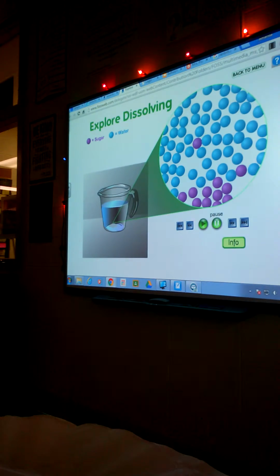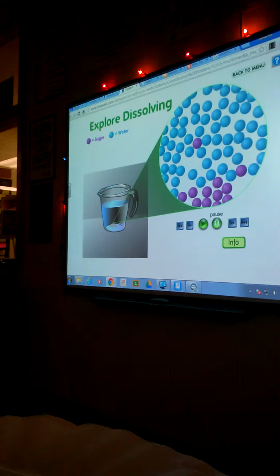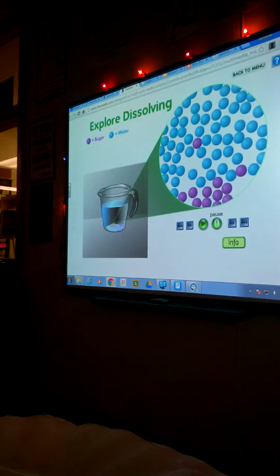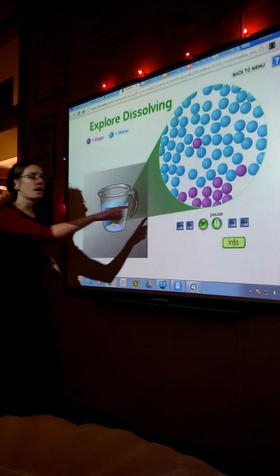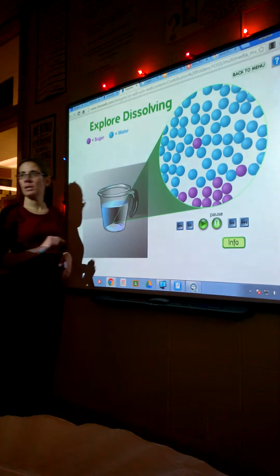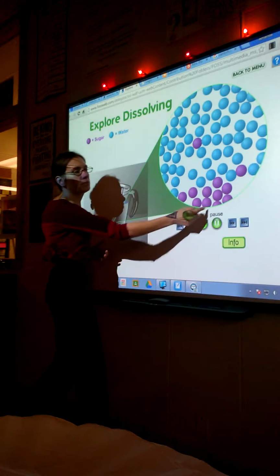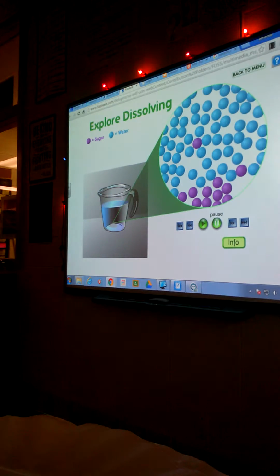Now, where are the particles from the sugar coming from? Are they coming from way in the middle of the pile? From the surface. So yeah, the edge right here, that's where they're being grabbed from. Why are they being grabbed from the edge and not the middle of the pile? Because of the water.